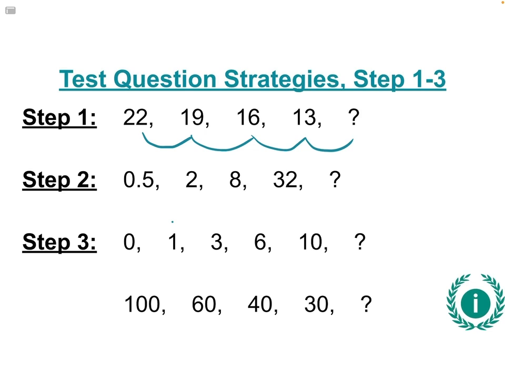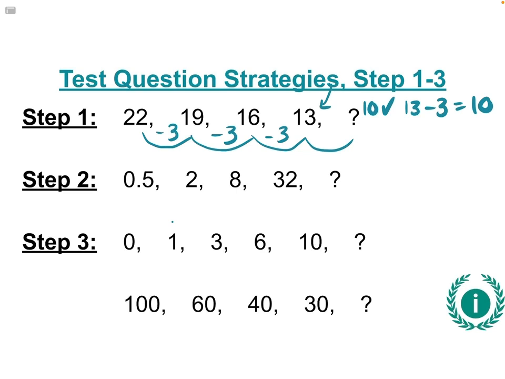So if we find these differences here, the difference between 22 and 19 is minus 3, 19 and 16 is minus 3, and 16 and 13 is also minus 3. So we have an arithmetic pattern of subtracting 3 between each number, and so we can apply that pattern to 13 to find 13 minus 3, which is 10, the next number in our series.